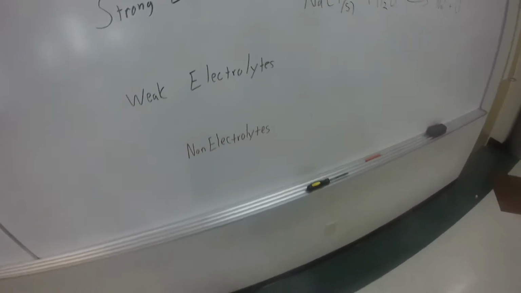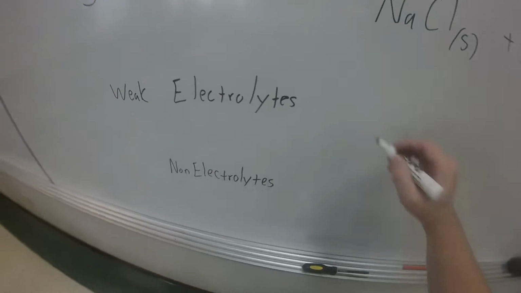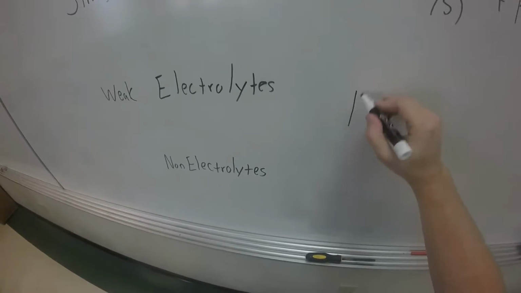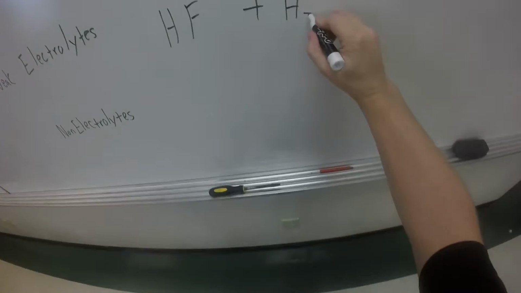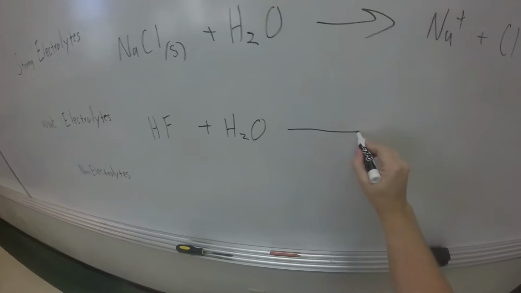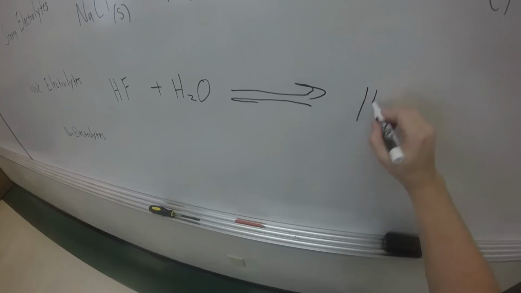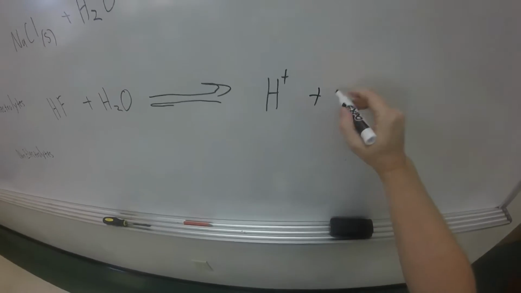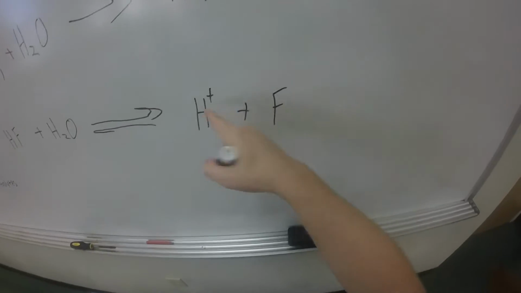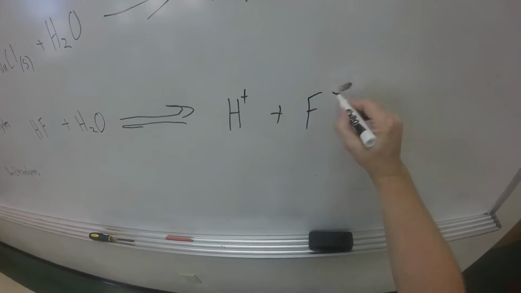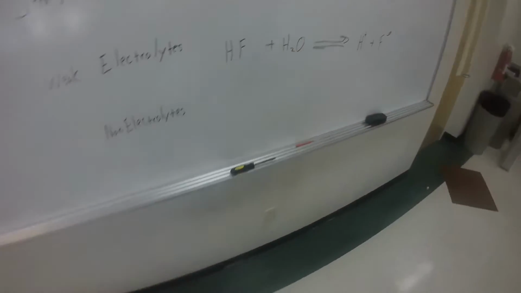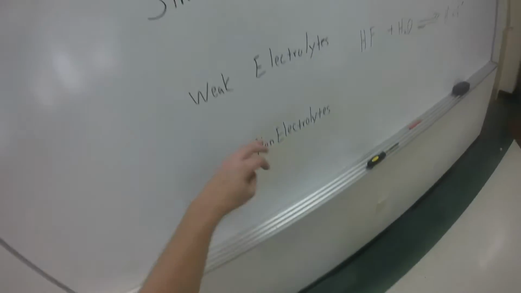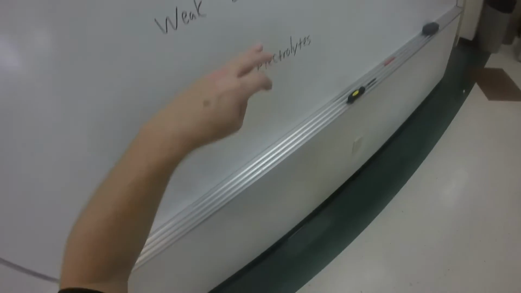Okay? We also have weak electrolytes. Something like our weak acid, HF. When we put that into solution, it doesn't go to 100%. We draw this double arrow to say it's in equilibrium. So some of it will fall apart and form our proton plus our fluoride. Okay, but not all of it. A lot of it will remain as our hydrofluoric acid, HF. So those are weak electrolytes. They don't completely fall apart.